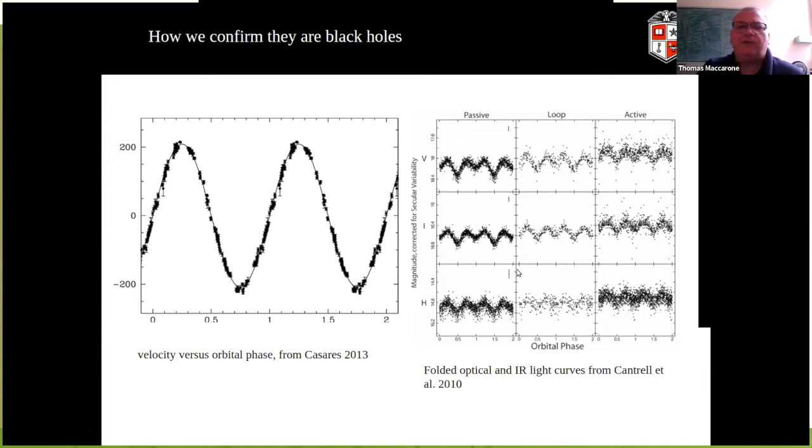There's a big challenge with doing that ellipsoidal modulation measurement, which is that even in the best cases for most of these binary systems, there's still some optical light from the accretion flow that's diluting the amount of modulation that you get from the ellipsoidal modulations. And so you have to do a lot of hard work to correct for that. And that's illustrated in this paper that Andy Cantrell did about 12 years ago.